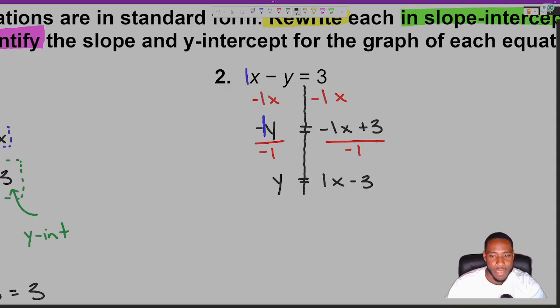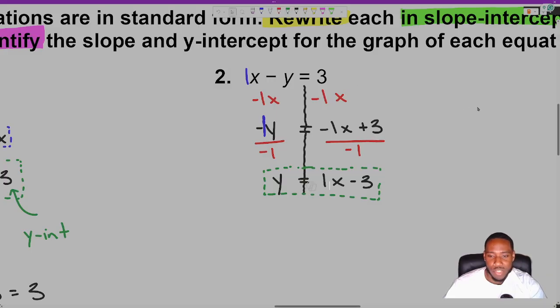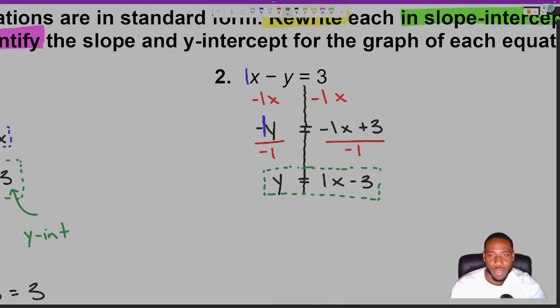Okay? So now this is the equation fully solved for y. Y is positive, and there's no coefficient. There's no other term there. So we know our job is done. And just like before, we're going to look for our slope and our y-intercept. We see there we're looking at a slope in m, this time of positive 1, and a y-intercept of negative 3.